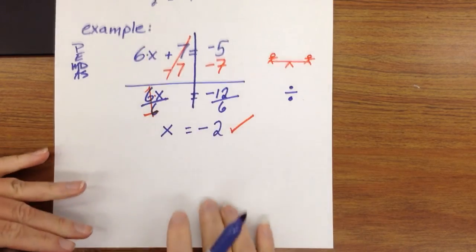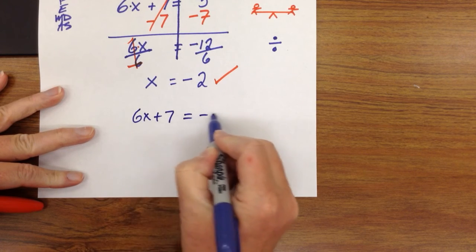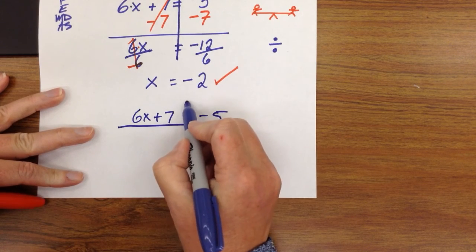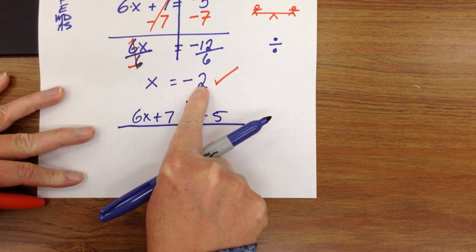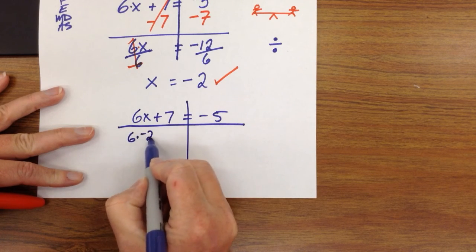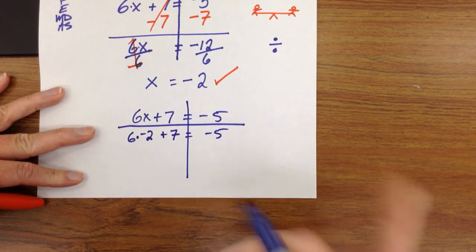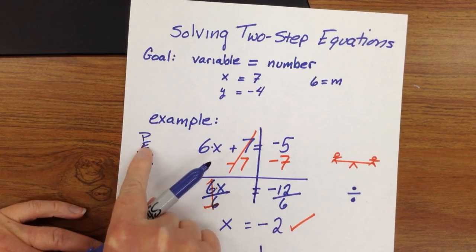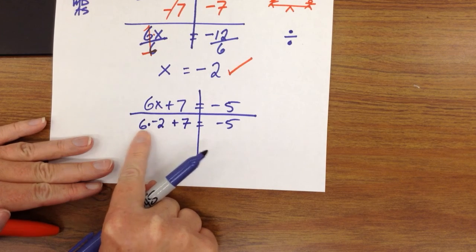I'm going to write the original problem down again. And just to remember that that's the original problem, I'll put a big line there. I'm going to put my line through my equal sign, and here's what I'm going to do. Everywhere I see an x, I'm going to replace it with a negative 2. 6 times negative 2 plus 7 over here equals negative 5. Now, I've just filled in a number. I am going to use PEMDAS in the correct order. So right here, I'm going to multiply first.